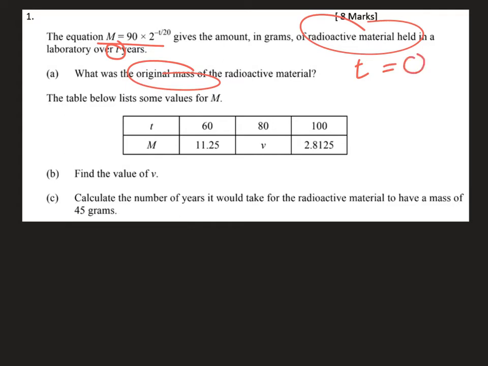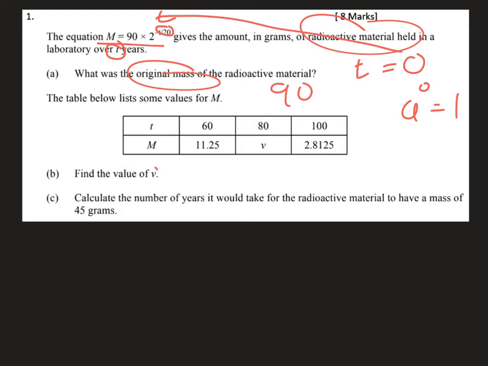So we're going to take t equals 0 and substitute that into this equation. So 90 multiplied by 2 to the power negative 0 over 20. Well, 0 over 20 is going to be 0. Anything to the power 0 is 1. So we should remember that anything to the power 0 is equal to 1. So therefore, this is just going to be 90 times 1, which is 90.